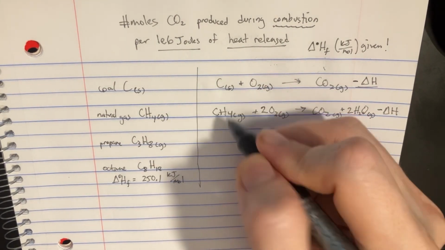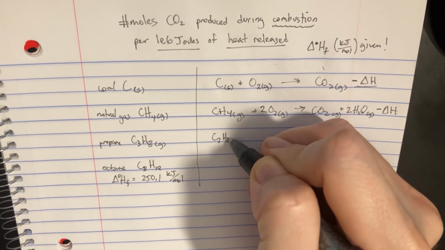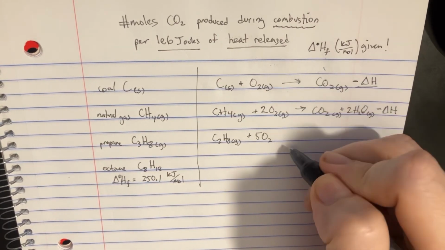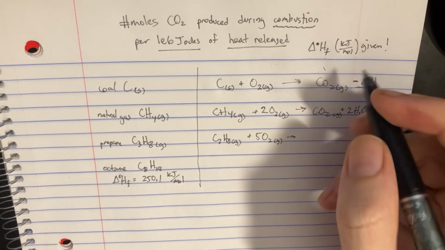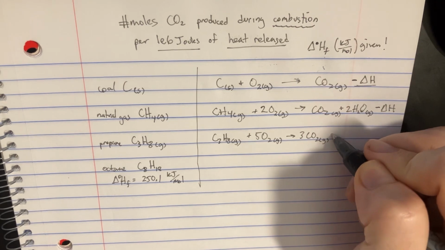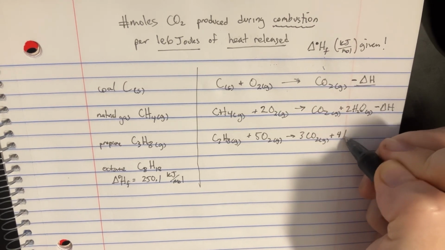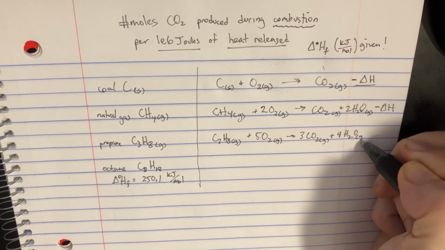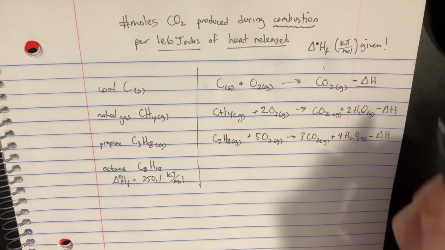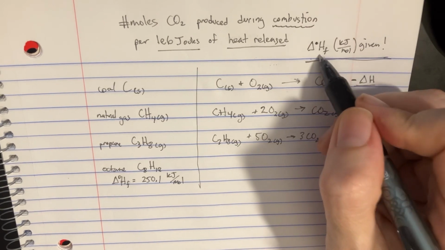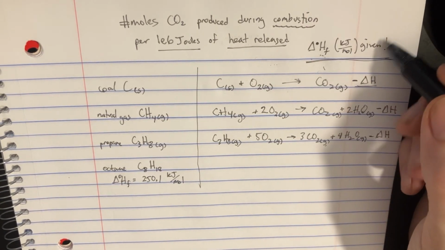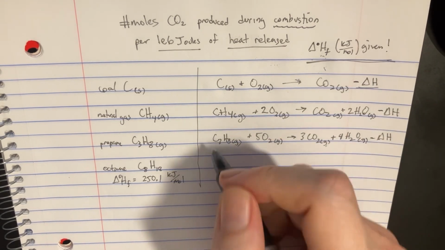For this one, it's just going to be C3H8 gas plus 5 O2s, and that'll become 3 CO2s plus 4 H2Os. And it is important to keep track of these states if you want to get the correct enthalpy of formation for them. So this is actually given in some chart, but we're going to be doing that in the next step.